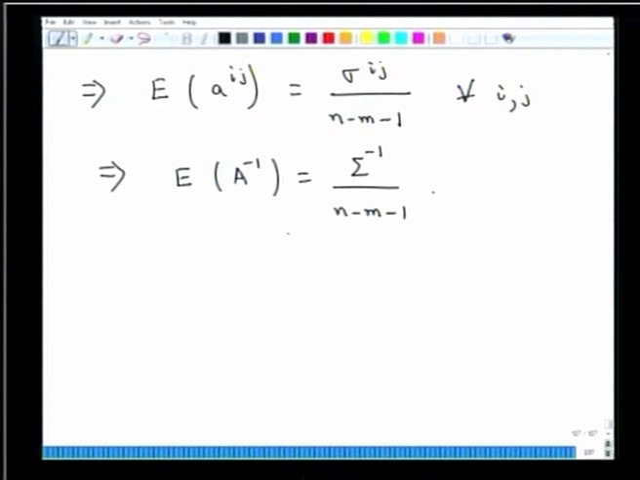So in the next lecture, we will use this particular result in order to get to an unbiased estimator of sigma inverse when we have a random sampling from a multivariate normal distribution.